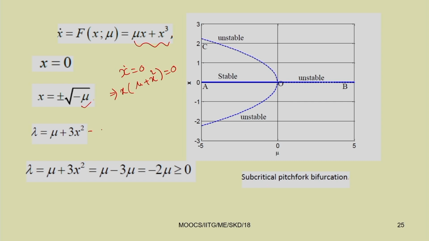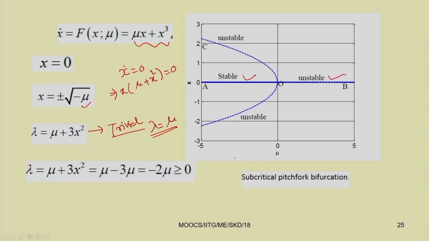Similarly, for the trivial branch, let us find the Jacobian matrix. Differentiating with respect to x, the Jacobian you will get is mu plus 3 x square. For the trivial state, by putting x equal to 0, lambda equal to mu. So, lambda equal to mu for the trivial state, and for mu less than 0, this branch is stable, and for mu greater than 0, this branch is unstable.